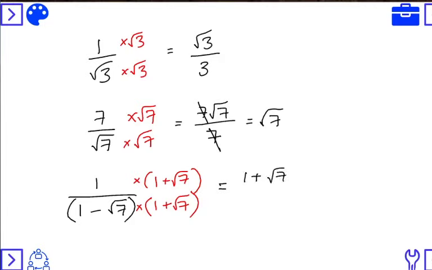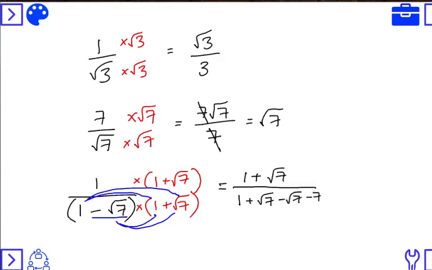However, using the claw method on the denominator, everything in the second bracket, first of all, needs to be times by 1, and then everything in the second bracket needs to be times by minus root 7. So in this case, I will end up with 1 times 1, 1 times root 7, negative root 7 times by 1, and negative root 7 times root 7 is minus 7.